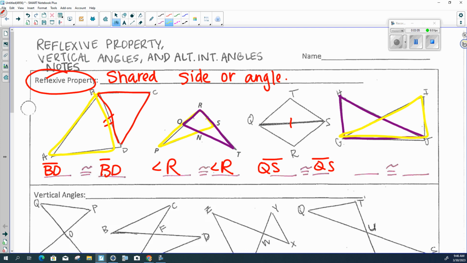If you have a hard time seeing these, you might want to get two different colored crayons or colored pencils and trace the triangles, because I can see this is yellow and pink.